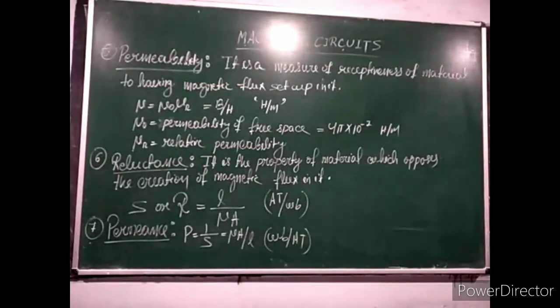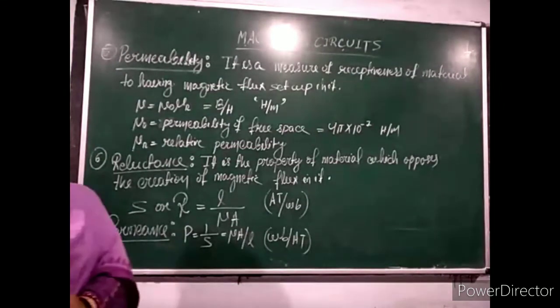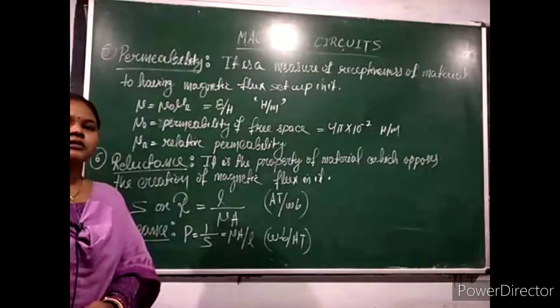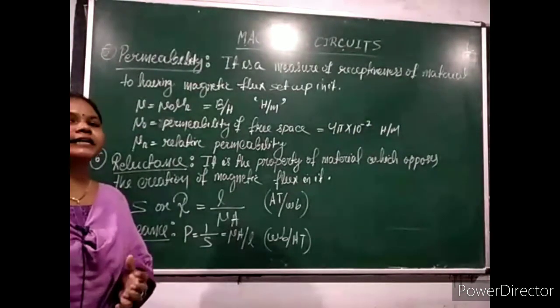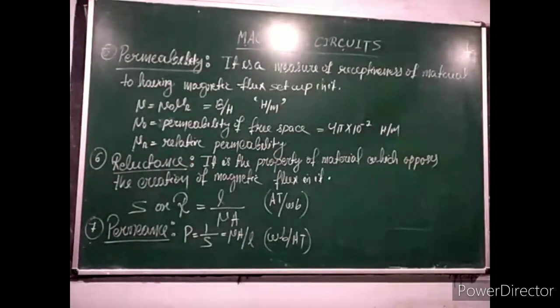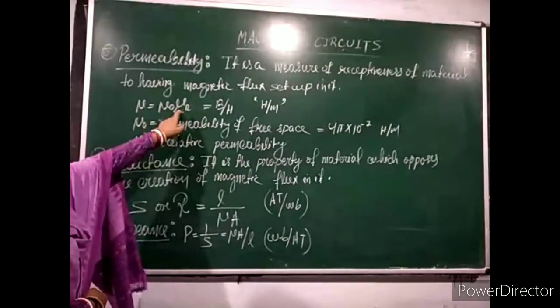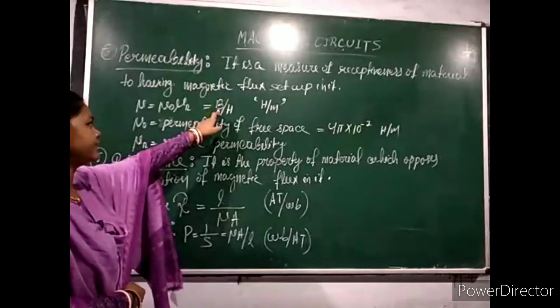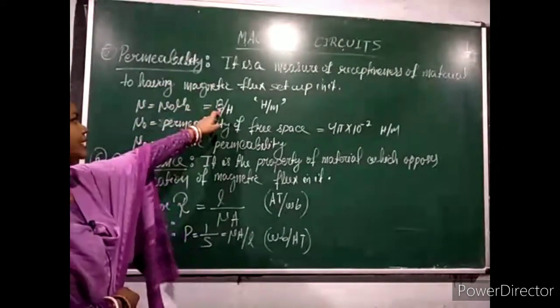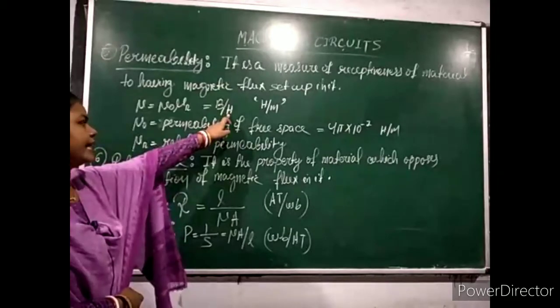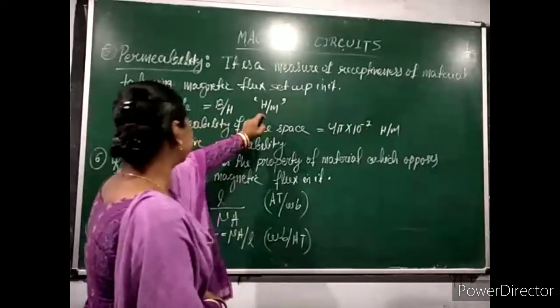Next we see what is permeability. Permeability is the capability of the magnetic material to receive magnetic flux, or you may say it is the measure of receptiveness of a magnetic material to having magnetic flux set up in it. It is represented by mu, which is equal to mu 0 mu r, and its relationship with flux density and intensity is mu equals flux density by flux intensity.